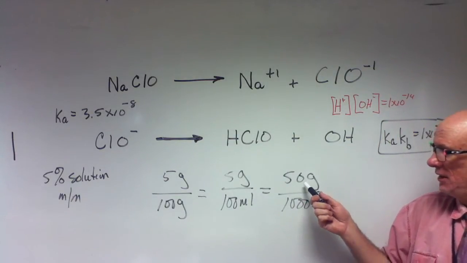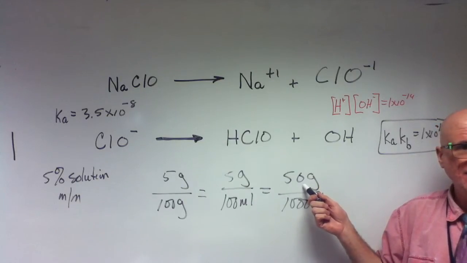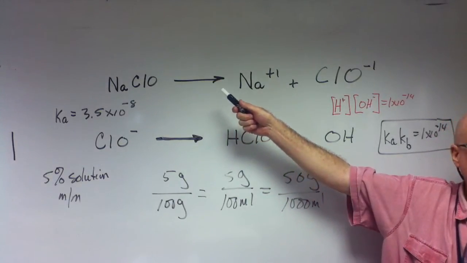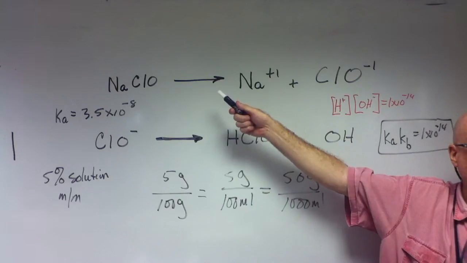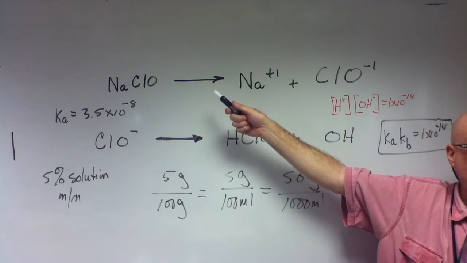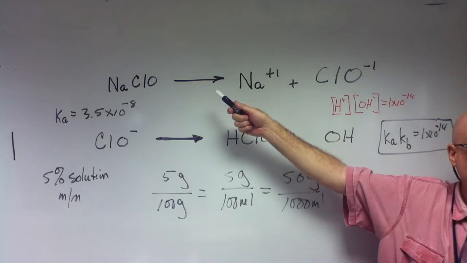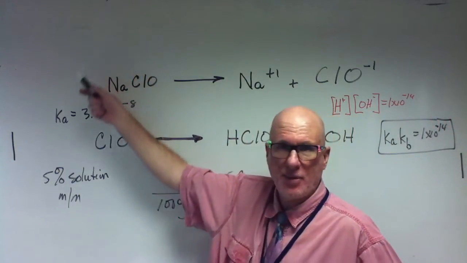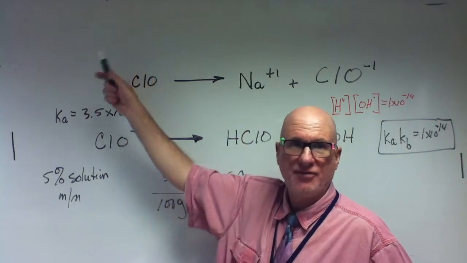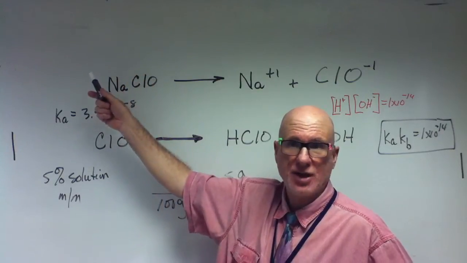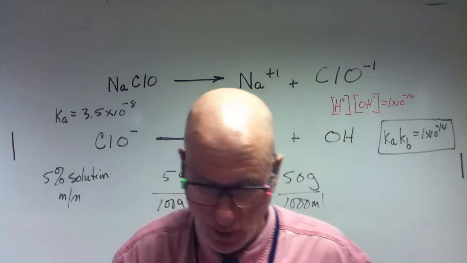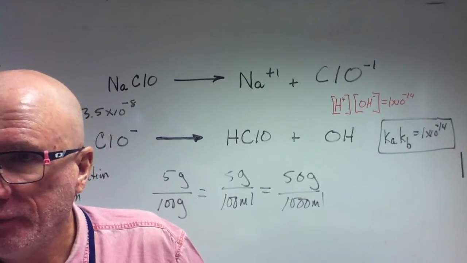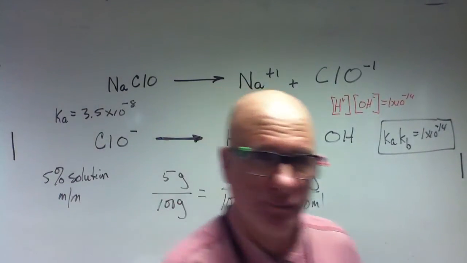Now, if I convert that to molarity, what's my starting molarity of the sodium hypochlorite solution? Okay, this is going to be a solution of sodium hypochlorite and water, correct? Yes. I'm making a 5% solution up, correct? Yes. Yes or no? Okay, so what's it going to be? How do I do that?